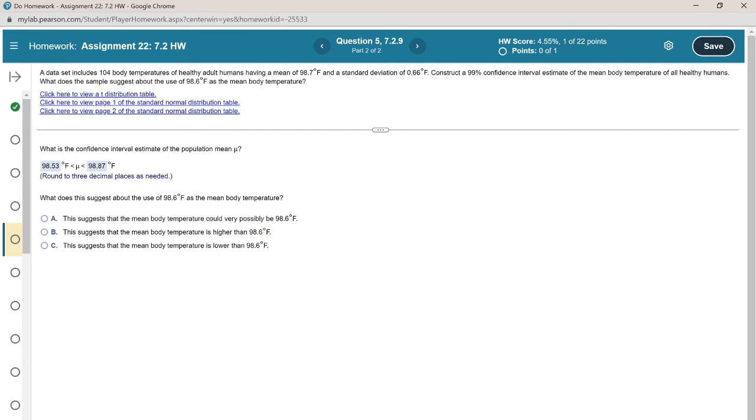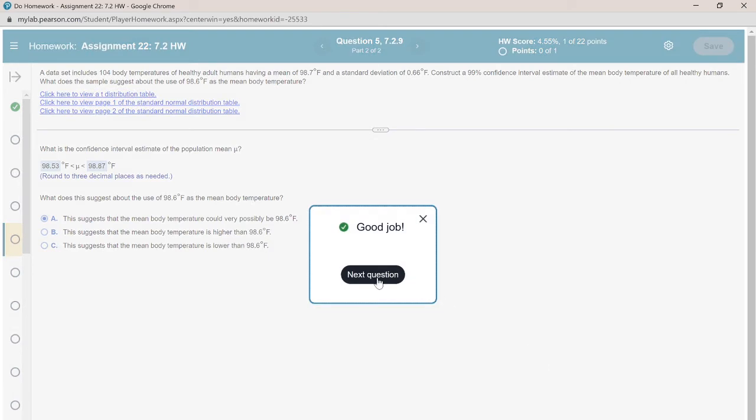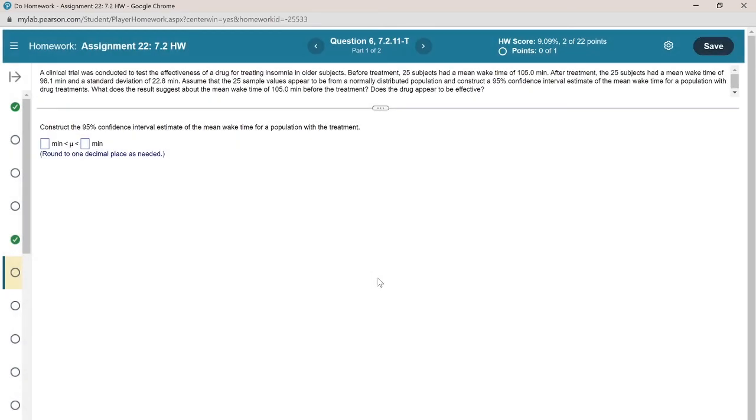No, this suggests that the mean body temperature is lower than 98.6. 98.6 is greater than this and lower than this, so it suggests that the mean body temperature of 98.6 could very possibly be right, because it is within this interval. Okay, let's go to the next problem.